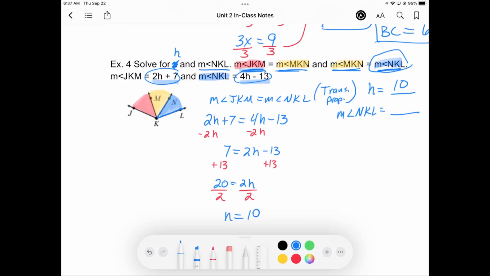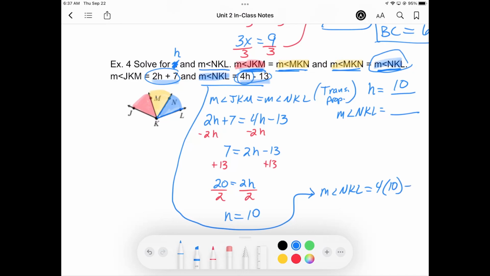But I also want the measure of NKL. Well, that means I'm going to take this expression here, and I'm going to plug in 10 for h. So the measure of angle NKL is equal to 4, instead of times h, I'm going to do times 10, because I know h is 10, and then subtract 13. 4 times 10 is 40. And then I need to subtract 13 from 40. 40 minus 13 is 27. So the measure of angle NKL is 27 degrees.